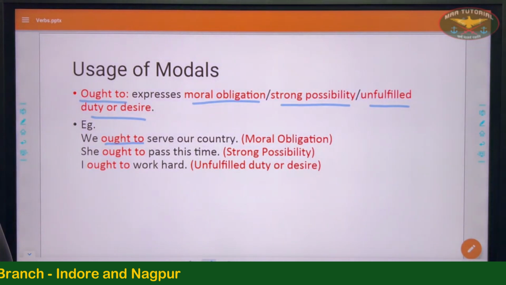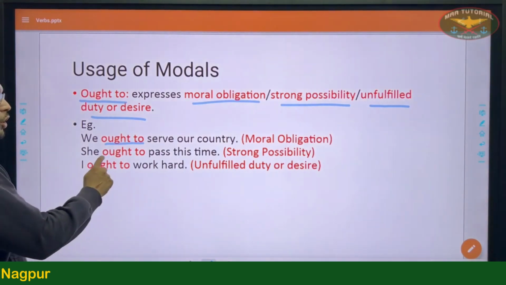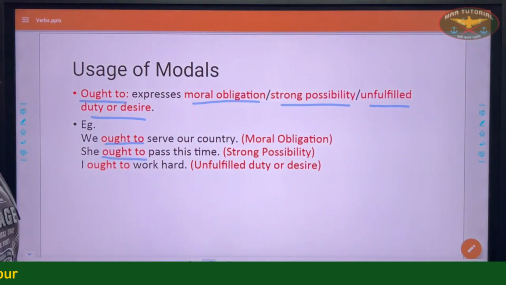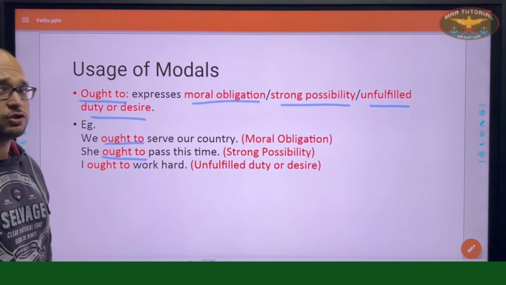They are using the social setup of that place. They ought to be good countrymen and serve their country. We ought to serve our country. She ought to pass this time. It's a strong possibility.